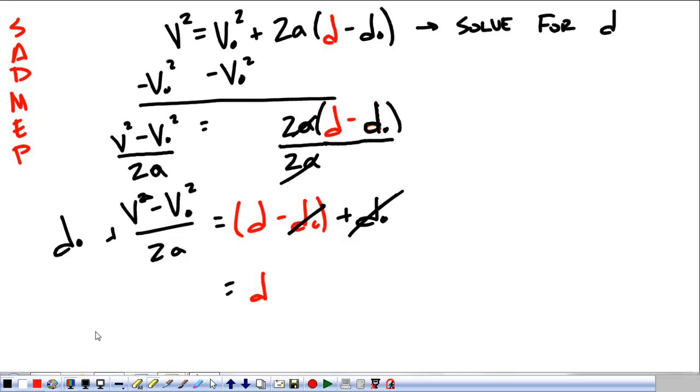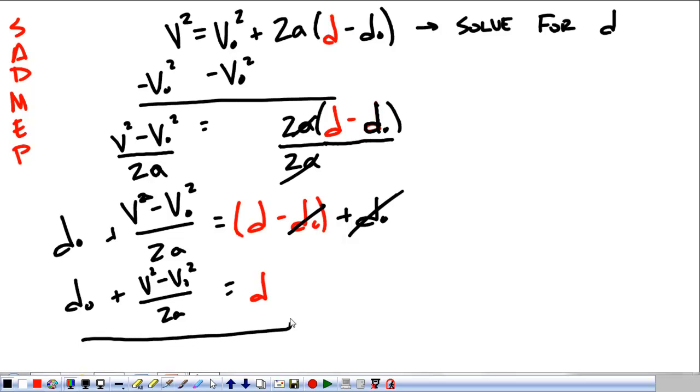d is equal to d0 plus the term v squared minus v0 squared all over 2a. Now, if yours is a little bit out of order, that's just fine. But if it is mathematically this same thing, then we're good to go.